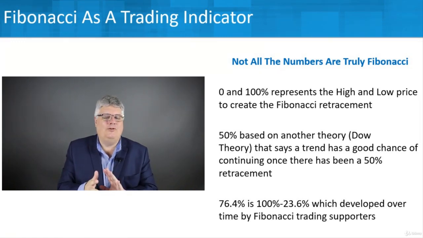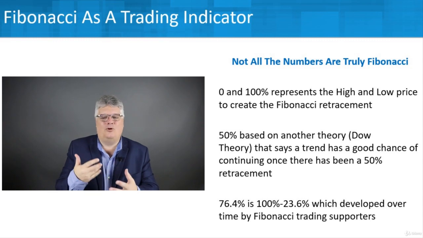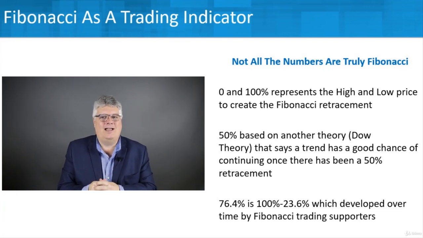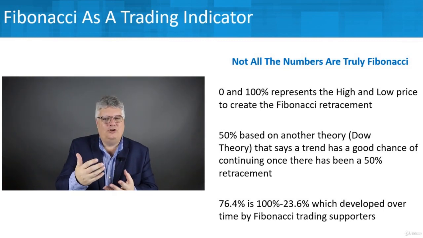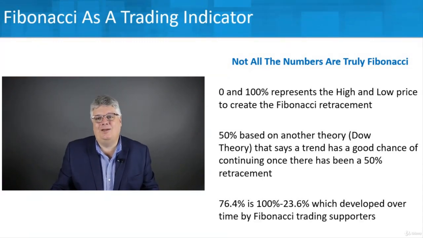And then 76.4%, not Fibonacci, but that's basically taking 100% and subtracting a Fibonacci number, 23.6. And that kind of developed over time by Fibonacci trading supporters. They wanted that number, another level to look at. So that's where they came in. So you have true Fibonacci, and then trading over time has developed to add a little bit more to it to make it more of a complete indicator is the idea behind it.